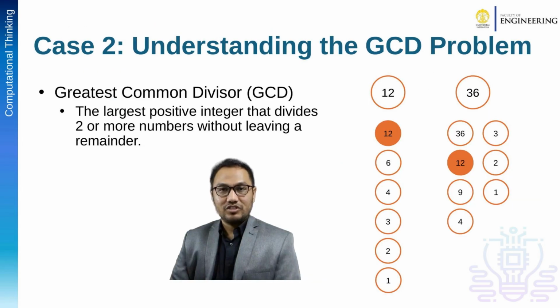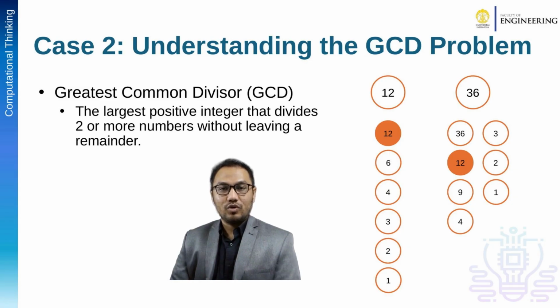Now we move to case 2, a mathematical problem, the greatest common divisor, or GCD. First, let's understand the principle of GCD before we think about decomposition. Suppose we have two positive integers which we call a and b. The greatest common divisor of a and b is the largest number that divides both of them exactly with no remainder. Let's look at a simple example with 12 and 36.